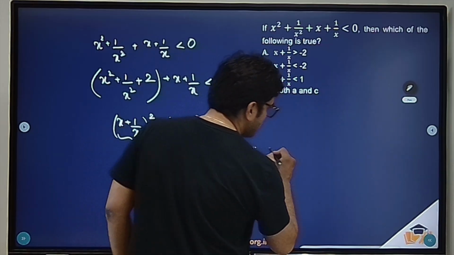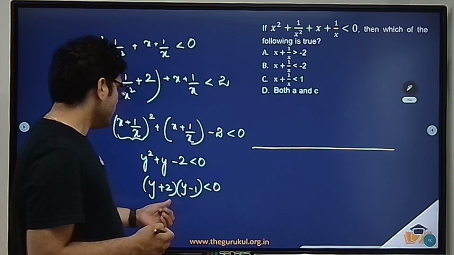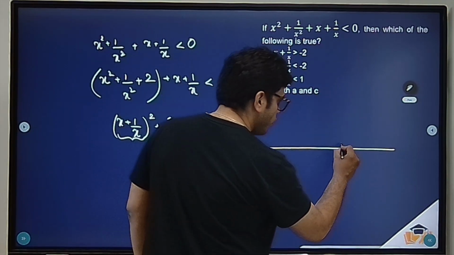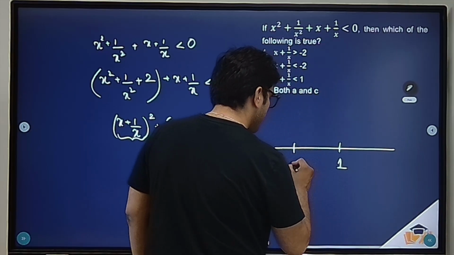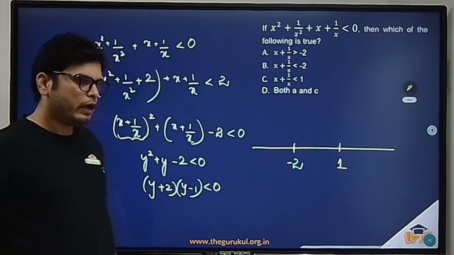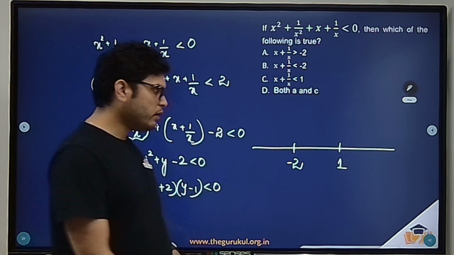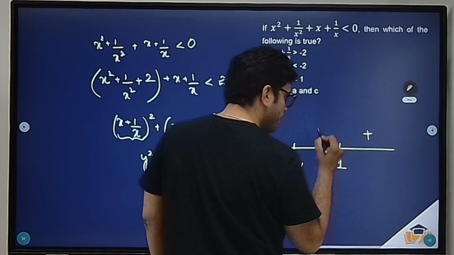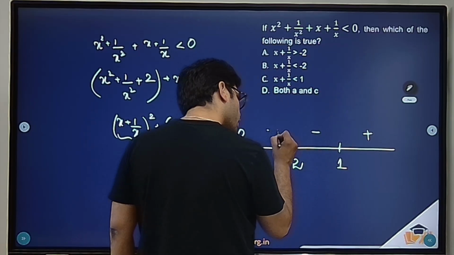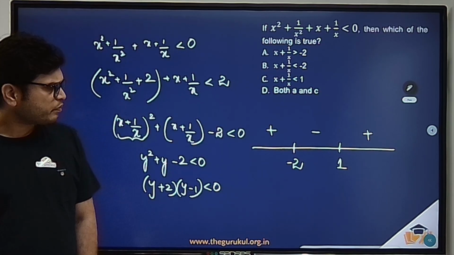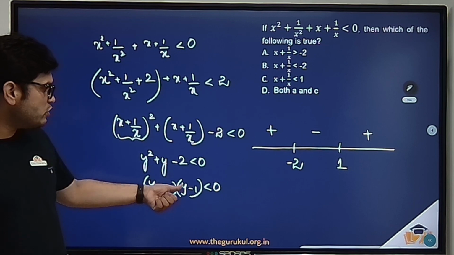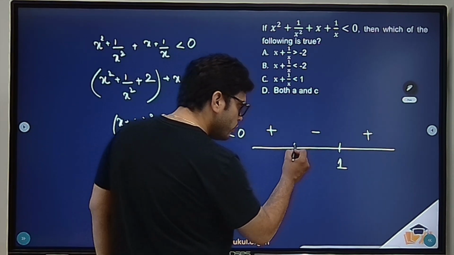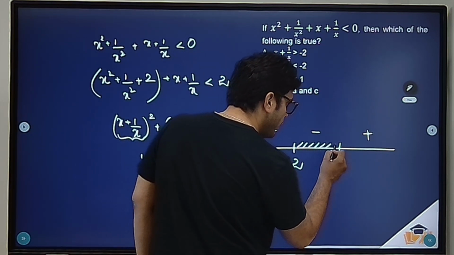Now let us consider the number line. So the roots are 1 and minus 2. Now whenever I place roots on the number line, for all the values to the right hand side of the first root, this will be positive, again negative, and this would be positive. Now for this to be less than 0, y should lie between minus 2 and 1.